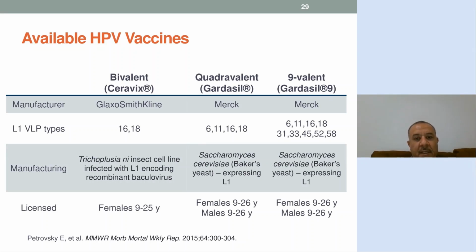The 16 and 18 are the main strains causing cervical cancer. If you go to the bottom of the table, you can see that when the bivalent Cervarix was introduced, it was mainly for females. But since the quadrivalent was introduced, they started vaccinating males also, because this will prevent warts. At the same time, it will decrease the incidence of oropharyngeal cancers. So if you have the quadrivalent or the 9-valent in your hospital or facility, you can vaccinate both males and females.